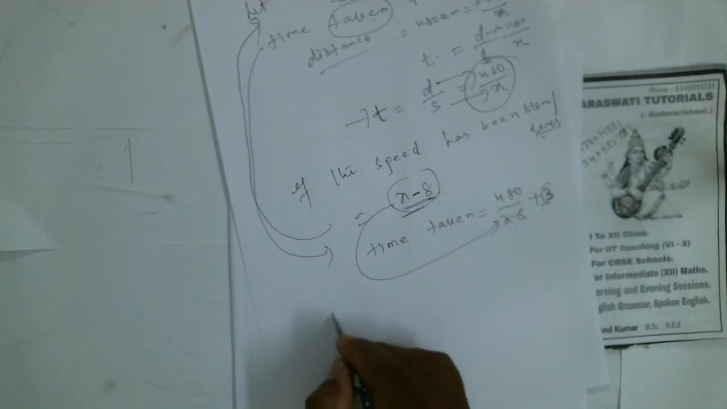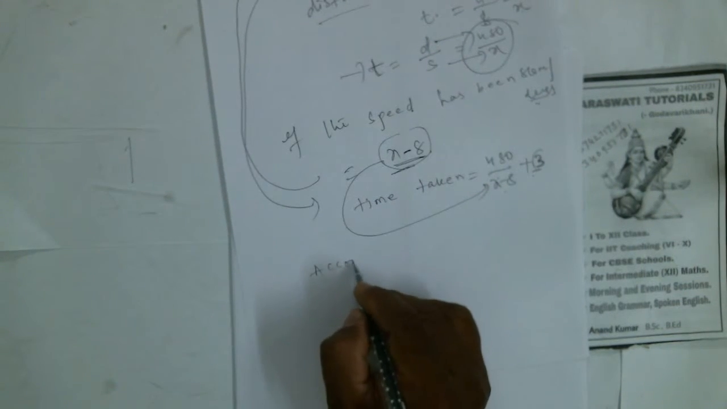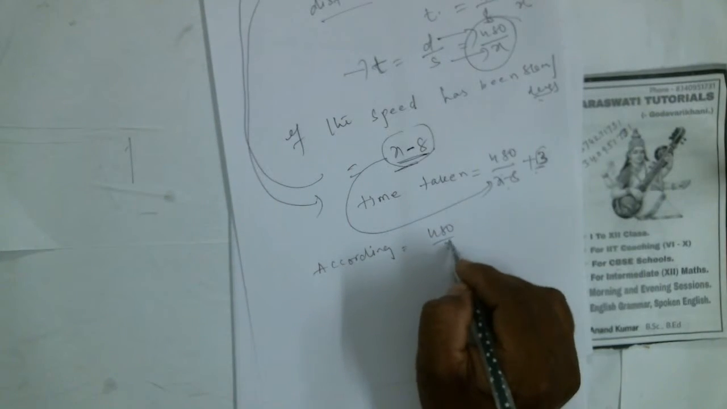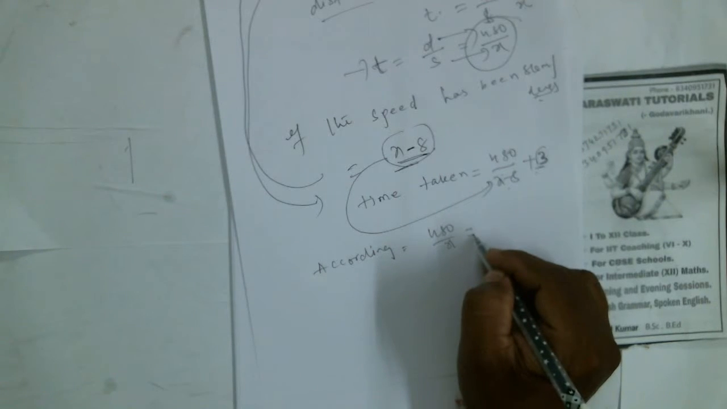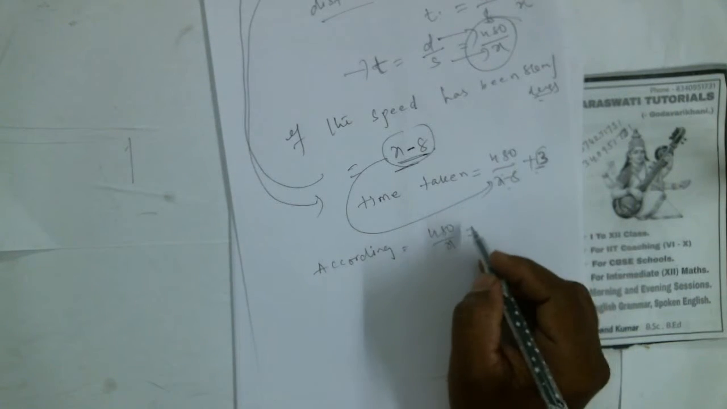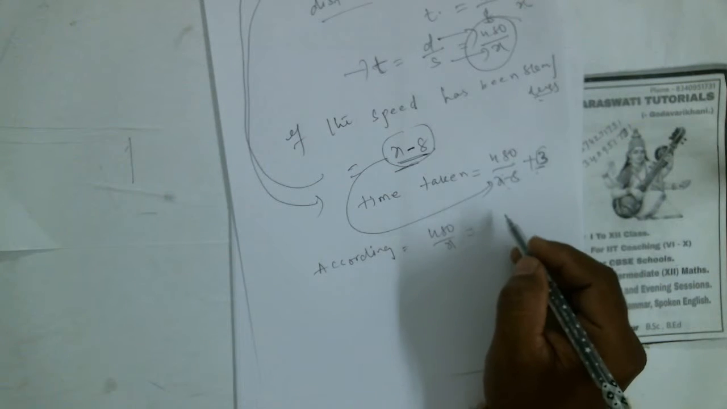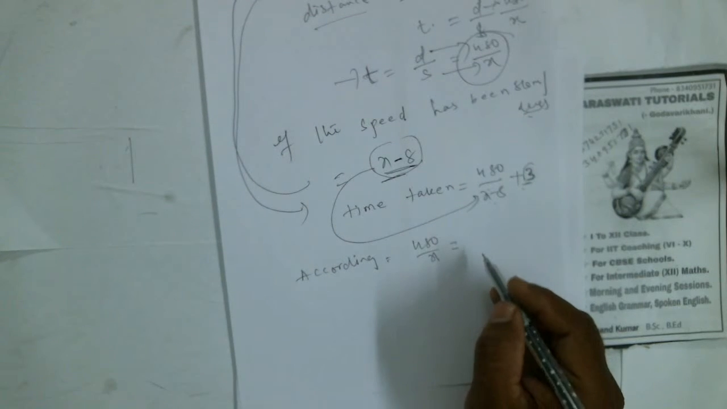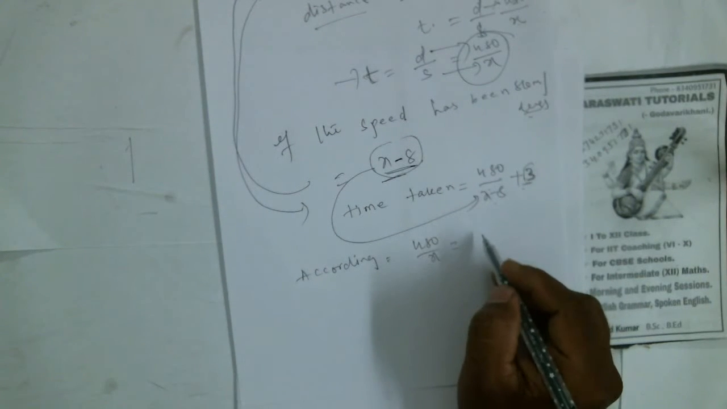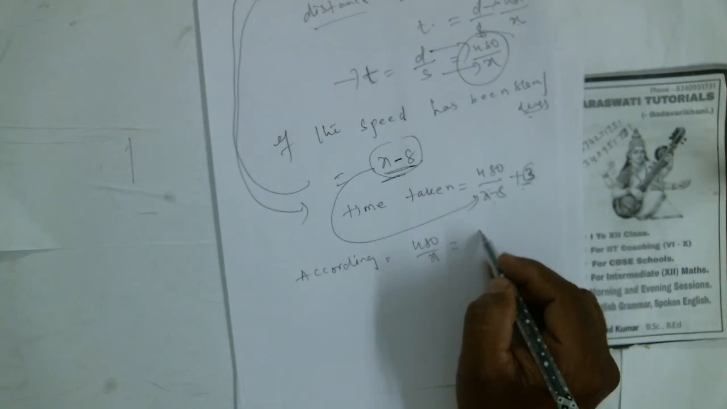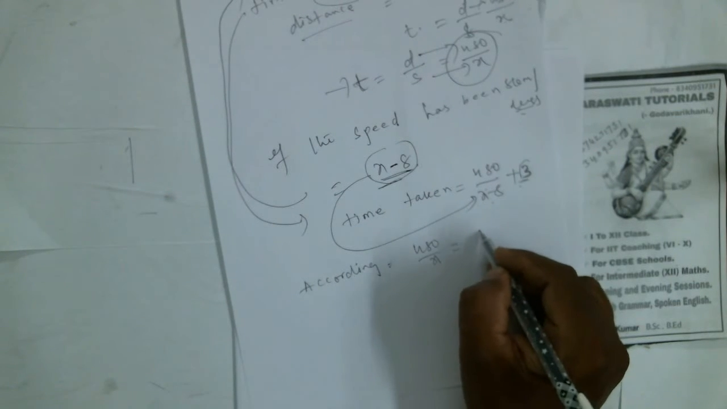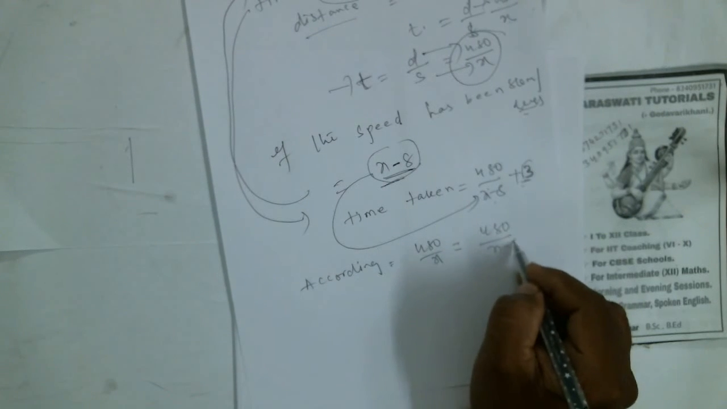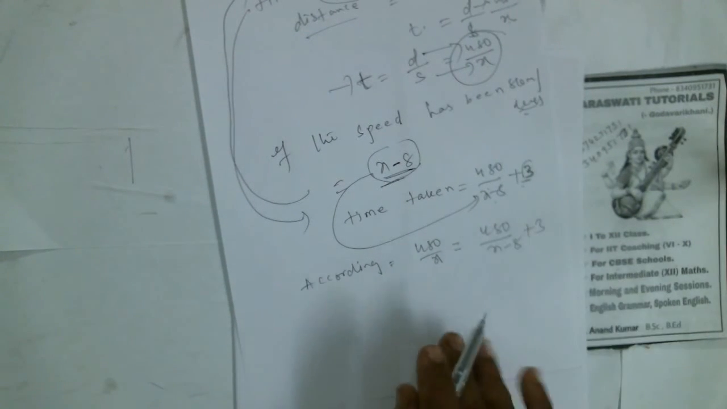Now according to the problem, 480 by x is equal to 480 by x minus 8 plus 3. Okay.